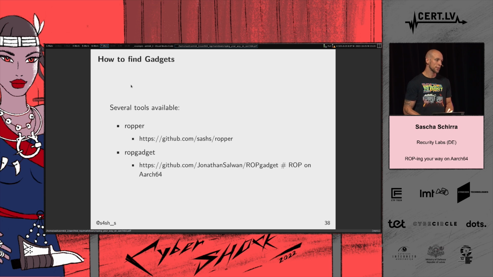So how to find gadgets? It doesn't matter if they are return ROP gadgets or jump gadgets. There are several tools online, for example ROPper or ROPgadget.